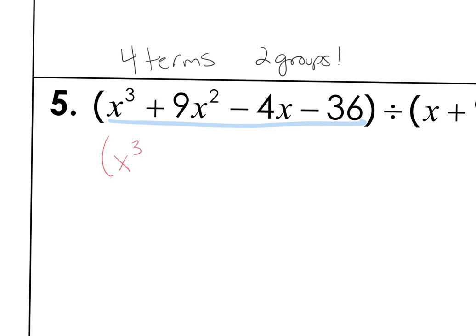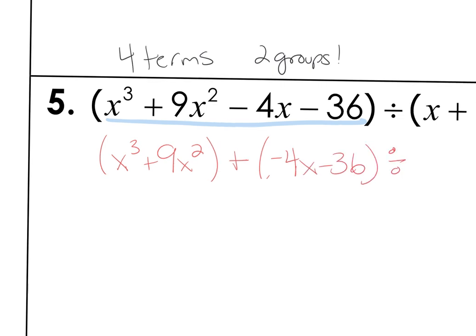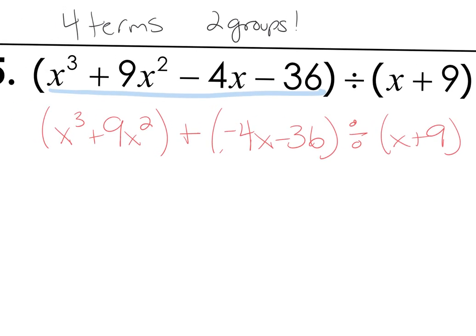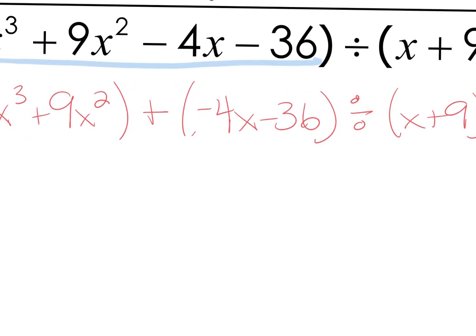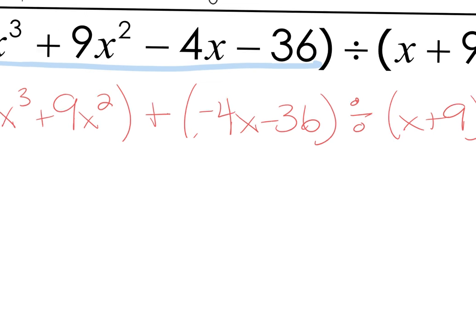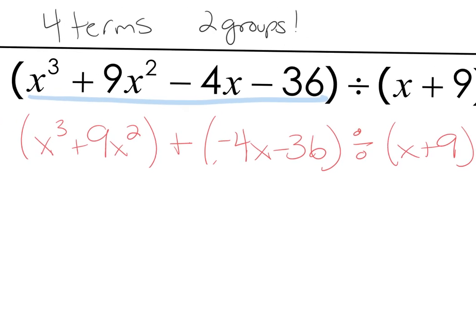I'm going to have x cubed plus 9x squared plus negative 4x minus 36. And I'll just keep my divided by x plus 9. Remember, we always connect our 2 groups with a plus sign. So you see that's why I'm doing a plus there. I'm just sliding that negative 4x into the second group. So after our 2 groups, what comes next?